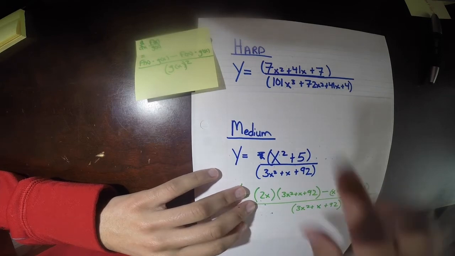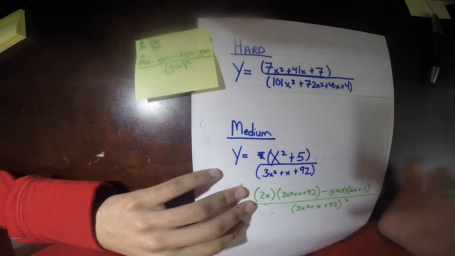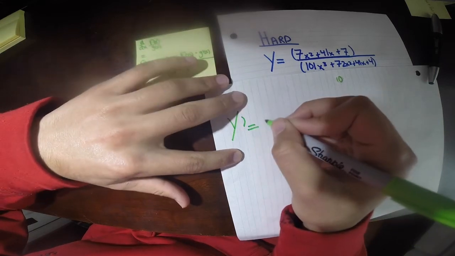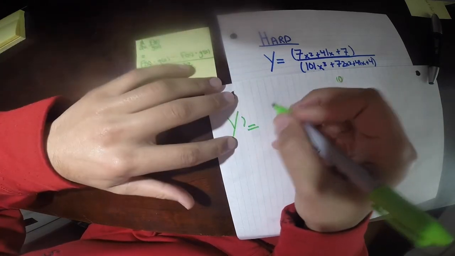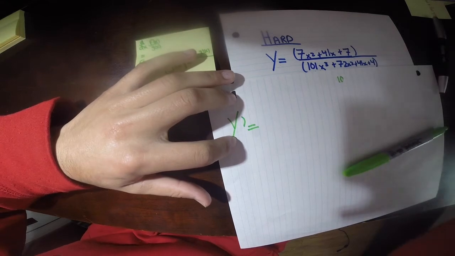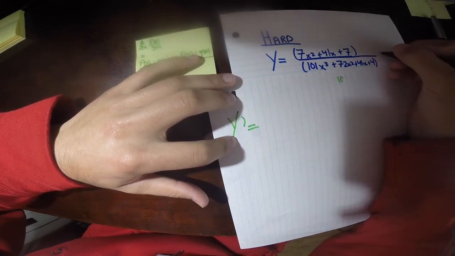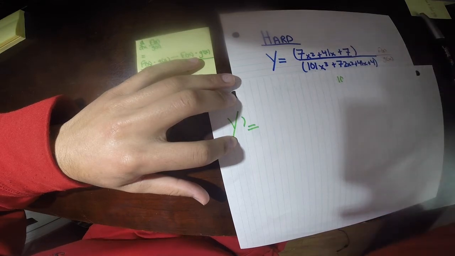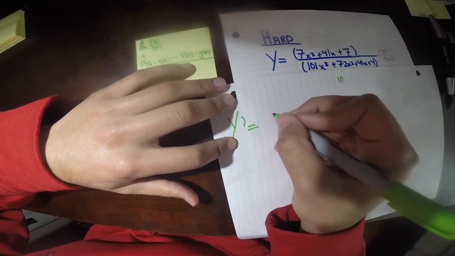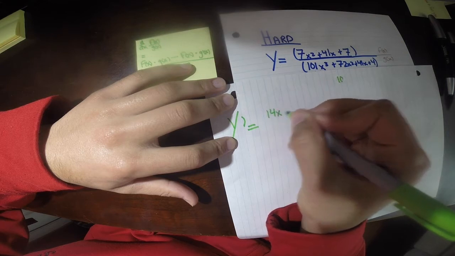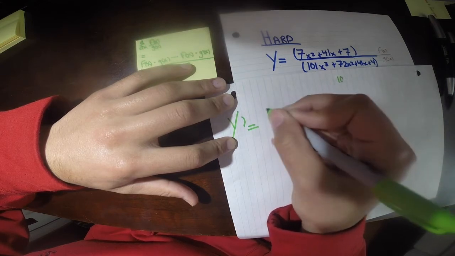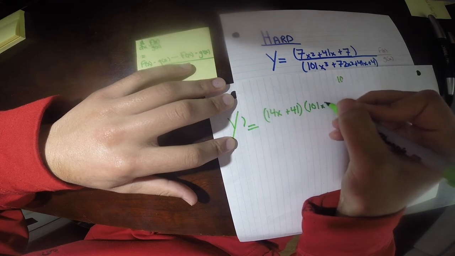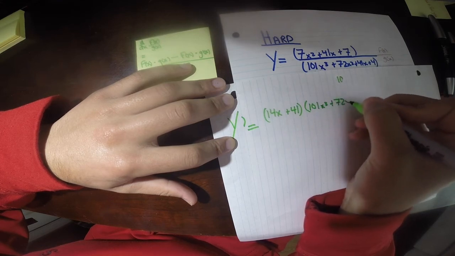Now we got a hard one. It's bigger, but again, same concept. So first you want to do the derivative of f of x. Let's write that down. F of x, g of x. Let's go 14x plus 41, because power rule, times the original function 101x cubed plus 72x.